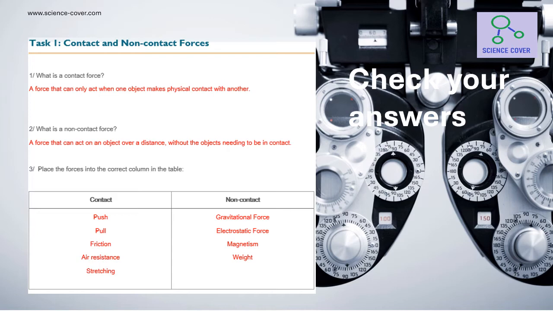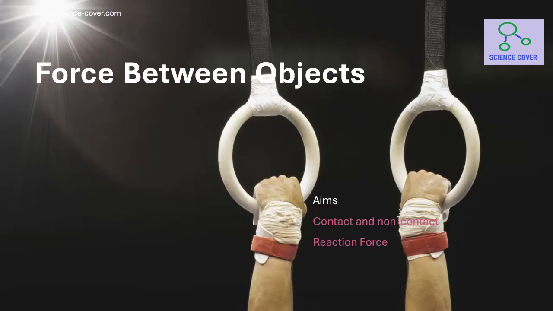Place the forces into the correct columns in the table. So the contact forces were the push, the pull, friction, air resistance, and stretching. The non-contact forces were gravitational force, electrostatic force, magnetism, and weight. Let's now look at reaction forces.